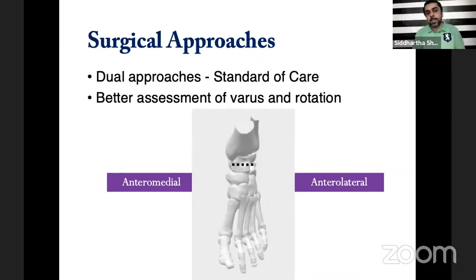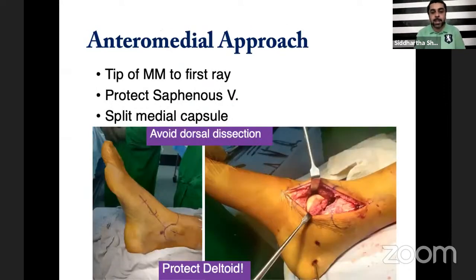So as you know, surgical approaches, dual approaches are the standard of care. In 2021, you do not want to be doing a single approach. You know this because dual approaches give you better assessment of varus as well as rotation. And anteromedial, anterolateral approaches are the standard of care.